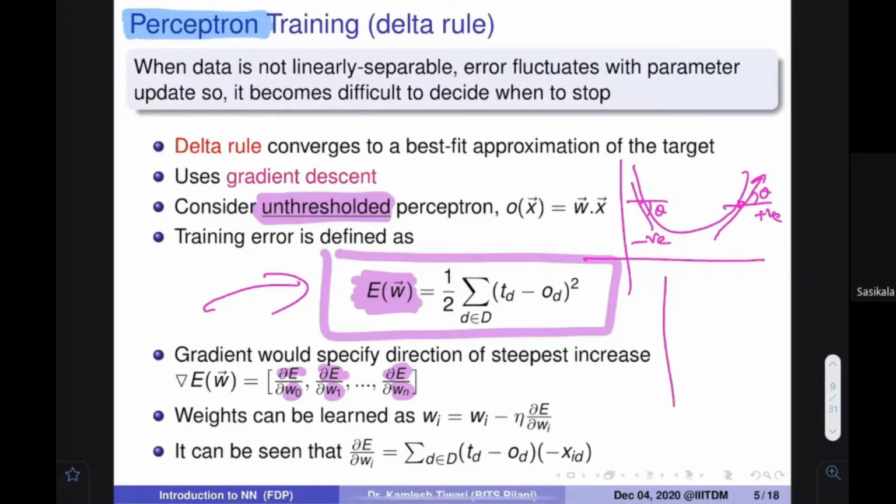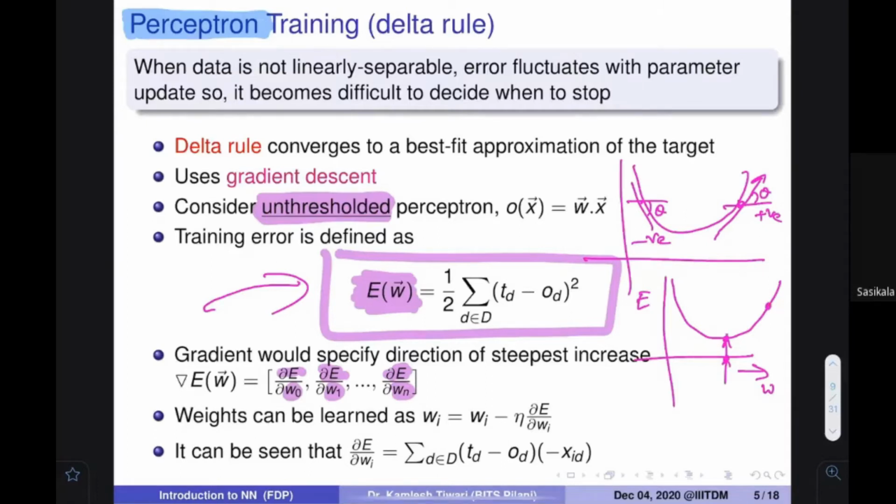Let me once again tell you, let's assume that here you are finding out some parameter. With this parameter, you plot the value of error. Let's assume that this is the behavior of this particular function. So at this particular value of W, this error is minimum. Make sense? Okay. At this value of W, the error is actually minimum.